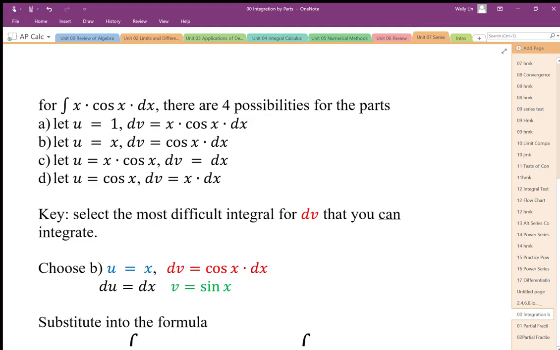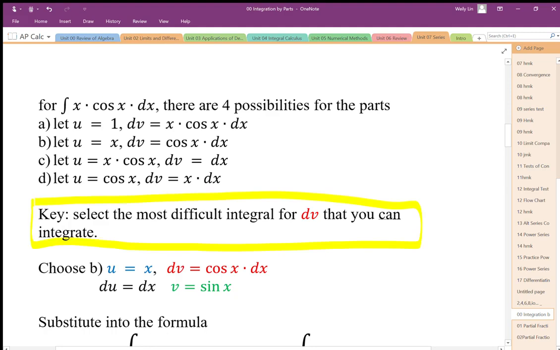And the rule is this, and this is key. Basically, we want to choose a dv. The dv that we choose is the most complicated integral that we are able to do. Because we're going to integrate this into a v part and differentiate the u into a du part. So we have to be able to choose a dv that's really hard to make the new integral easier. So here, I need to integrate this dv, and this is the original problem. I can't integrate this. This is why I'm using integration by parts.